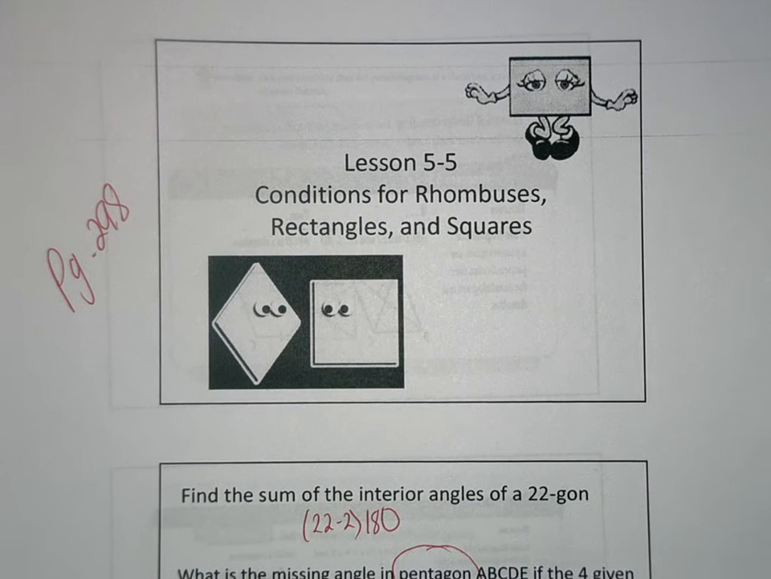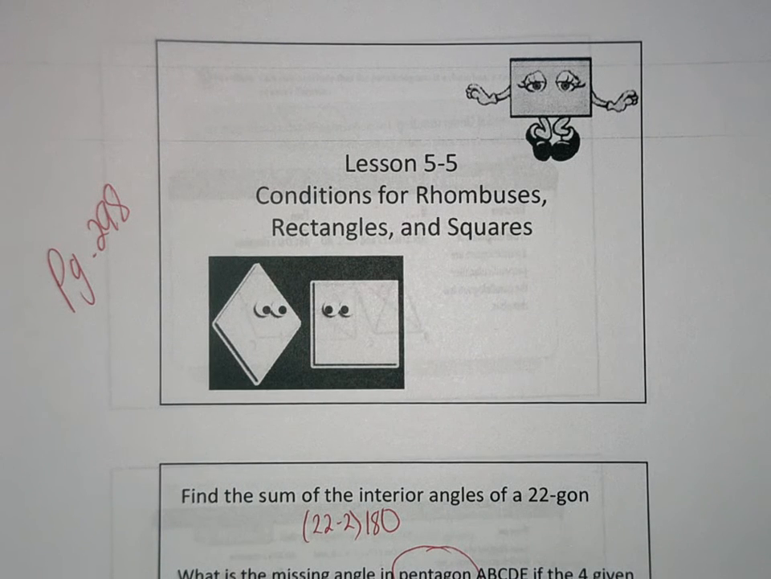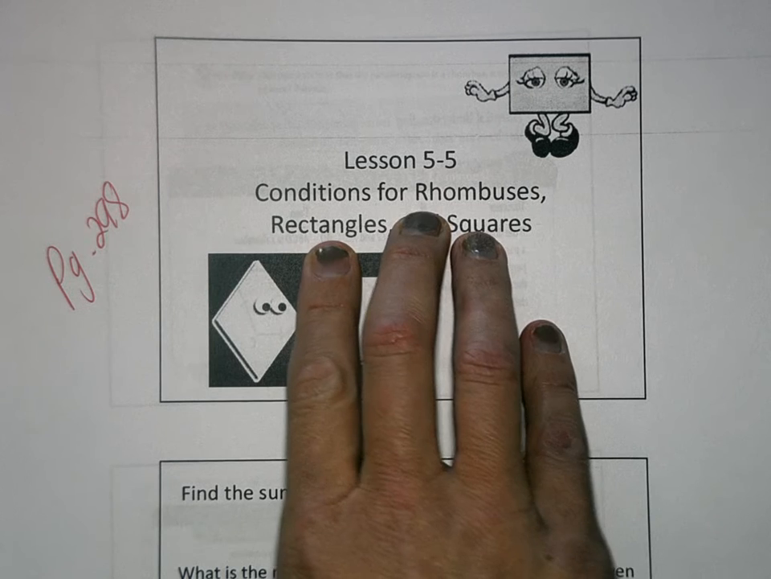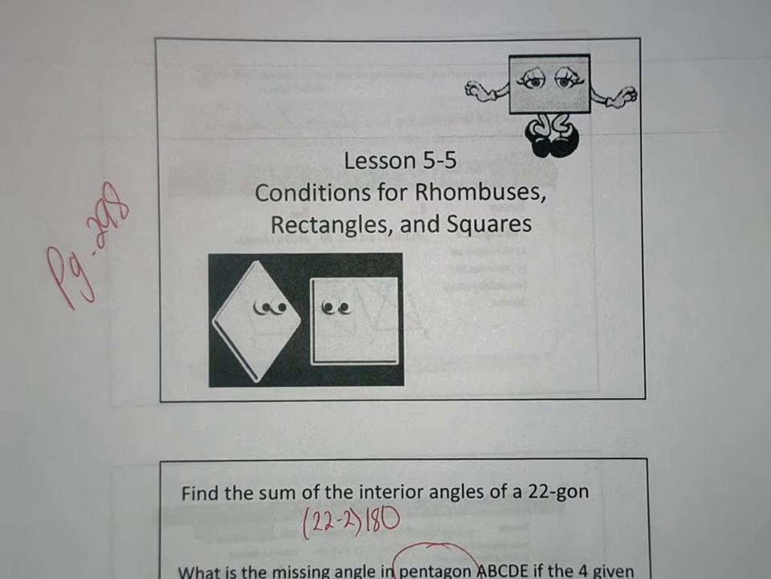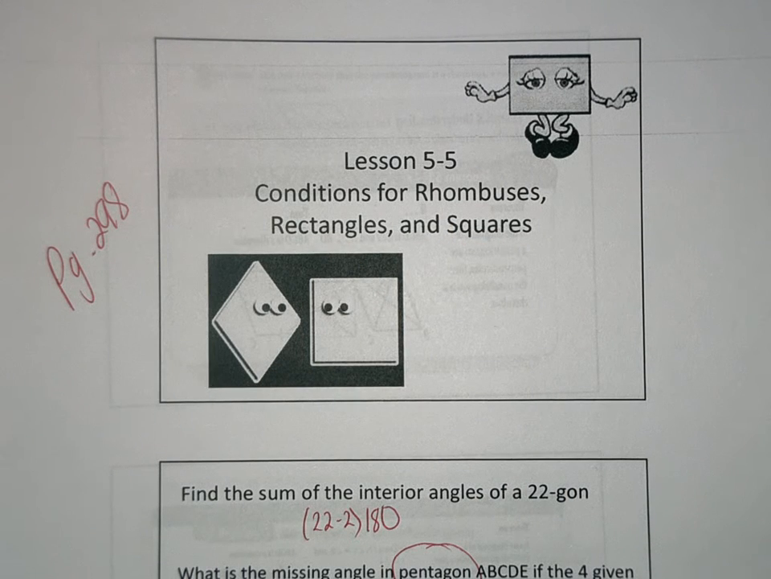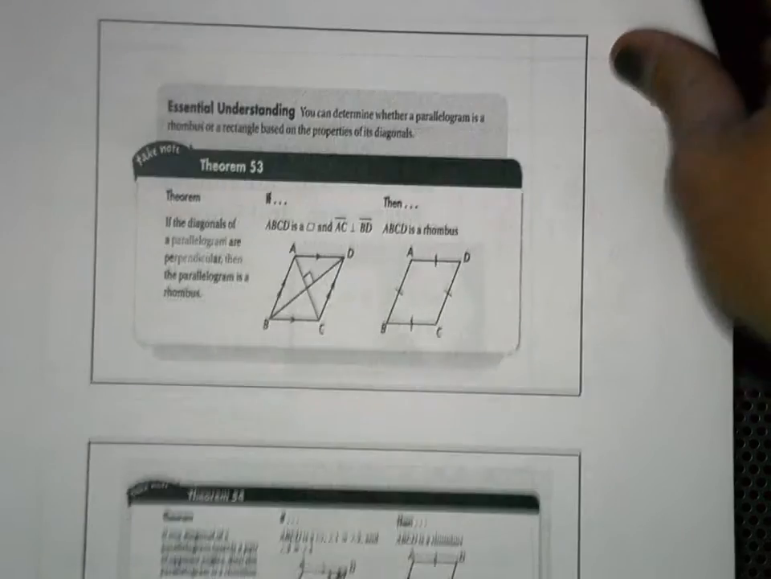Math 2, Unit 5, Lesson 5, we're on page 298. We're talking about conditions for rhombuses, rectangles, and squares. So last time we talked about rhombuses and squares and rectangles. So now it's kind of like we're doing the converse of some of them, okay? So I would have out your highlighter so you can highlight some of this.